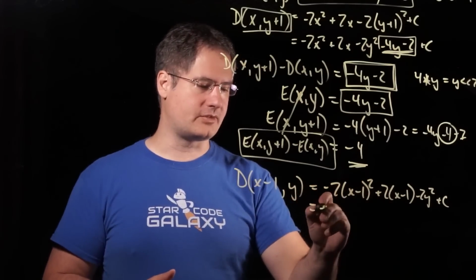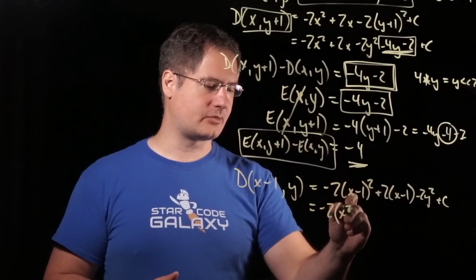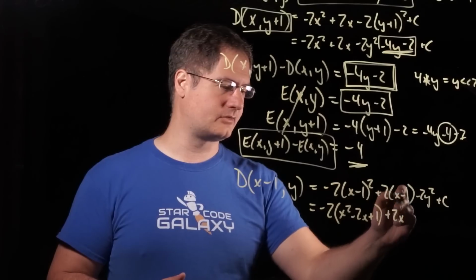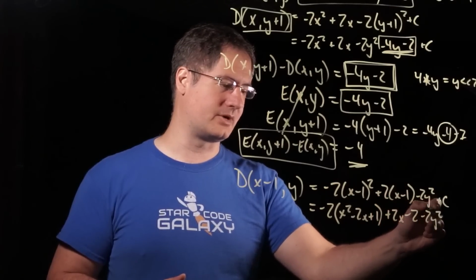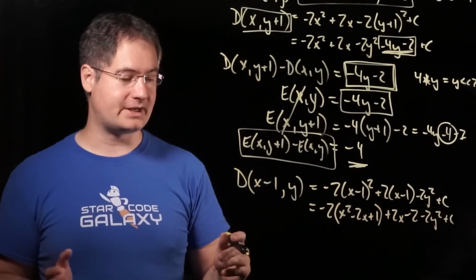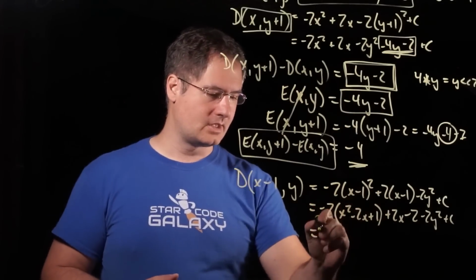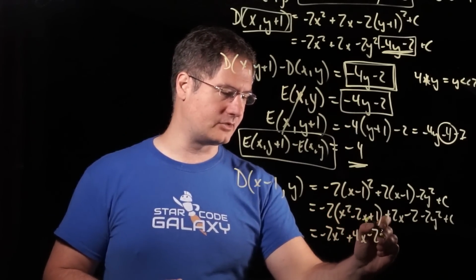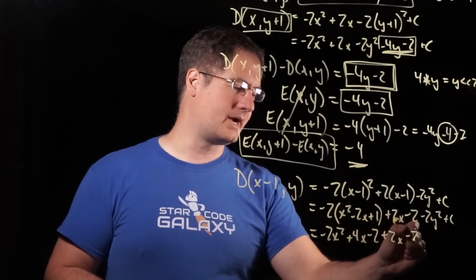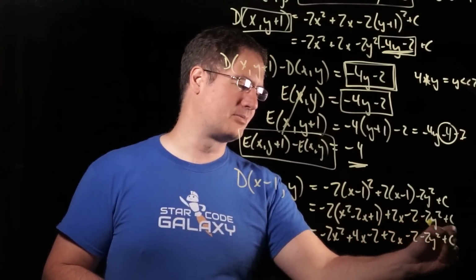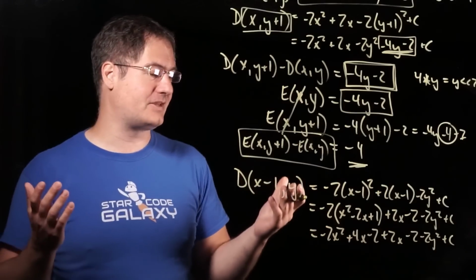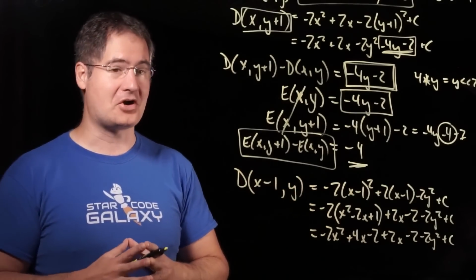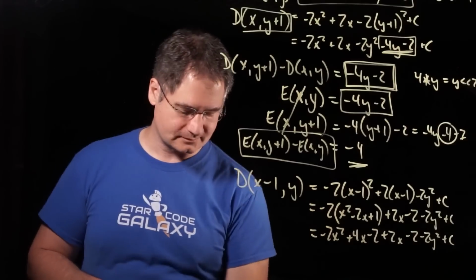Now, of course, we have to do all this again. This is going to be x squared minus 2x plus 1 plus 2x minus 2 minus 2y squared plus c. Sure hoping I didn't mess something up there. Minus 2x squared plus 4x minus 2 plus 2x minus 2 minus 2y squared plus c. I think I've got everything right in there, but you'll have to forgive me if I've made some errors here. It's hard to do this on a light board.